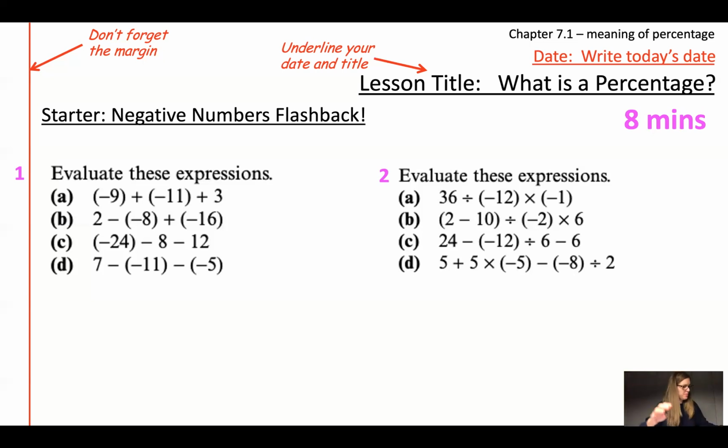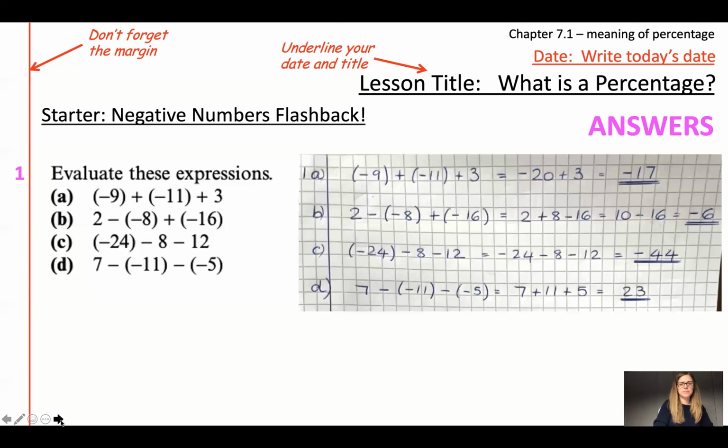Okay, your time's up. Let's take a look at the answers. So, remembering to be really careful with our order of operations. So we've got a -9, a -11. That gives me a -20. And then I'm adding 3 to give me -17.